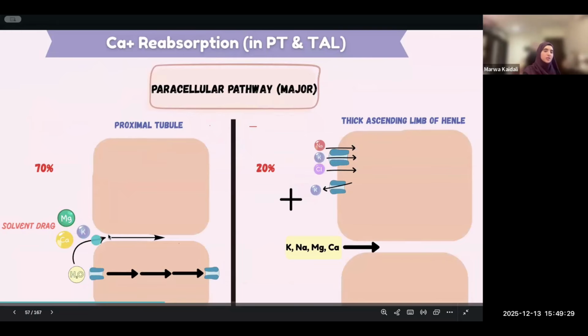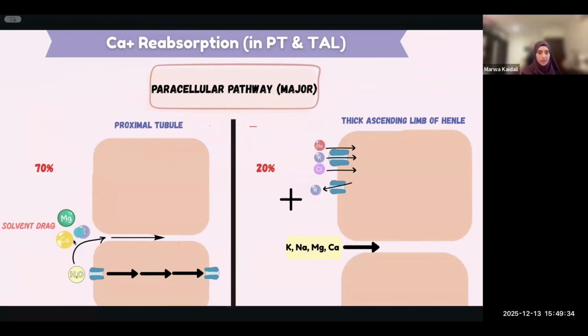As we said, when water gets reabsorbed paracellularly, it's going to drag some ions with it, and of those, we have calcium. Now, the second way that this can happen is by the potassium backleak, as we explained earlier. This is going to cause a positive voltage, which is going to push the calcium reabsorption in between the cells.